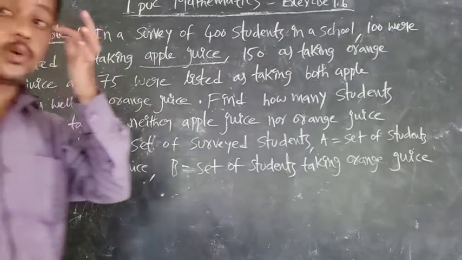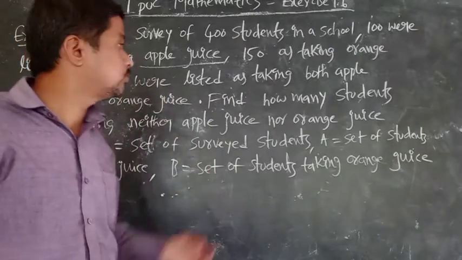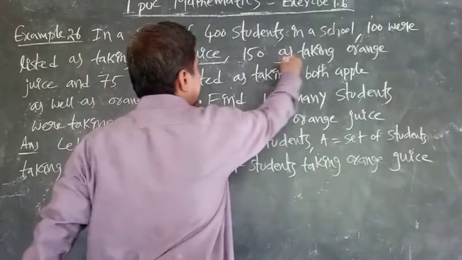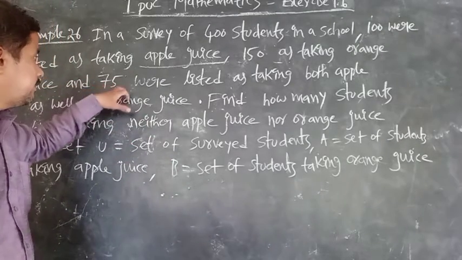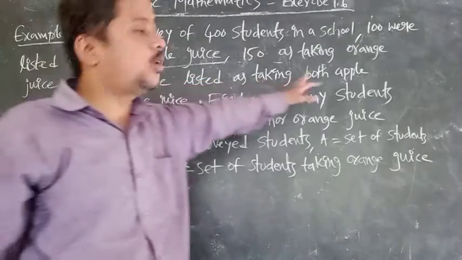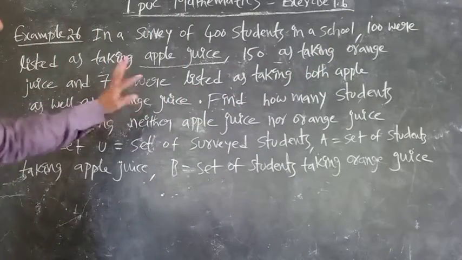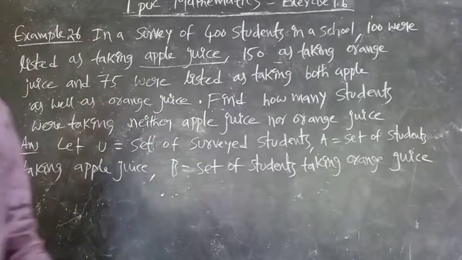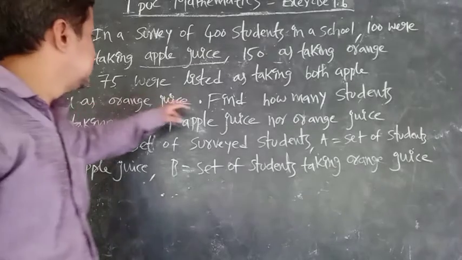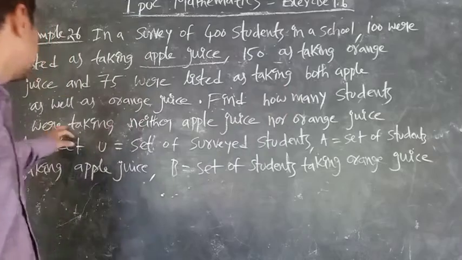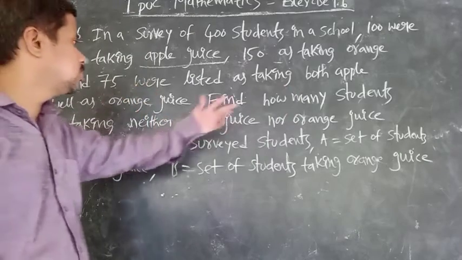They take apple juice, and 150 as taking orange juice. And 75 were listed as taking both apple as well as orange juice. As well as means and. Find how many students neither take apple juice nor orange juice.